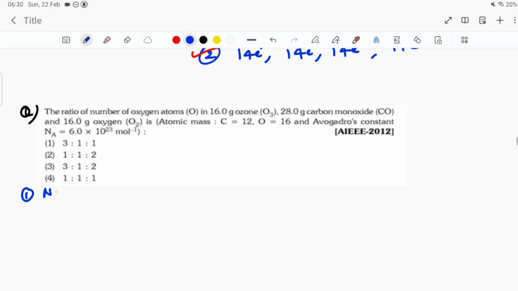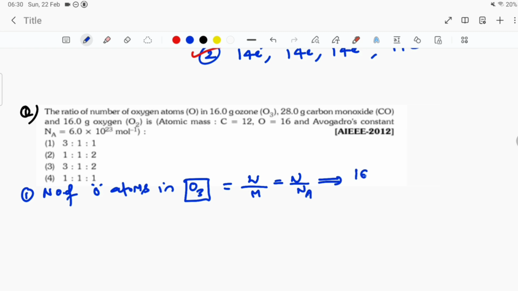Number of oxygen atoms. First I am taking here number of oxygen atoms in O3. Number of oxygen atoms in O3 if I take, how many you are getting? See here, which formula we use? W by M is equal to N by Na. W is given weight, M is molecular mass of O3, ozone, N is equal to number of ozone molecules and Na. So finally here, number of O3 molecules is equal to Na by 3, because 16 by 48, 1 by 3.